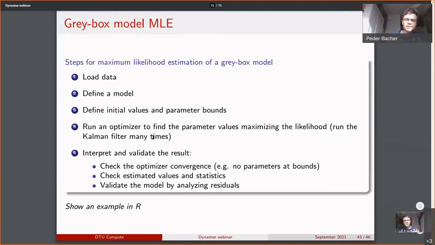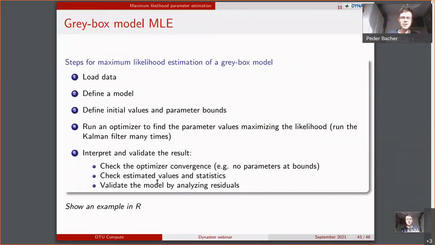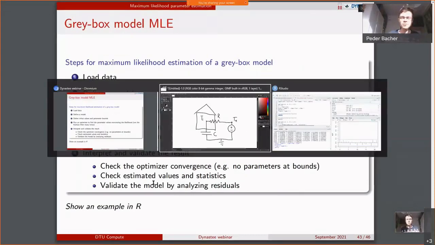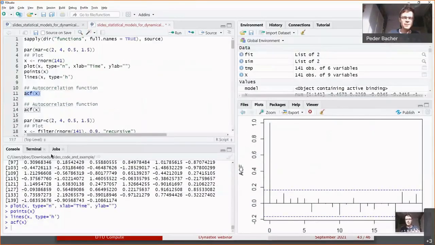Once we've done that, we need to check the result. Since the optimizer is a heuristic optimization, it can fail, but it gives us indications if it has failed. Afterwards, we can look at the estimated parameter values and their statistics, and look at the residuals and analyze the results there. And now I think I simply ran out of time, but there is an example, and we'll distribute the code and these examples.